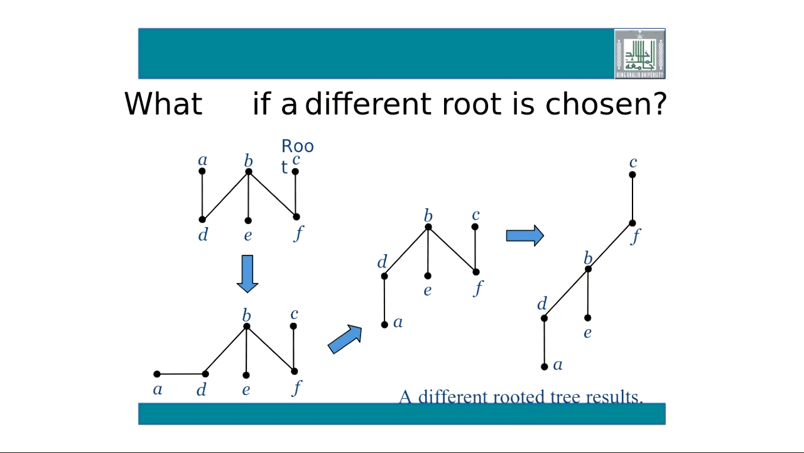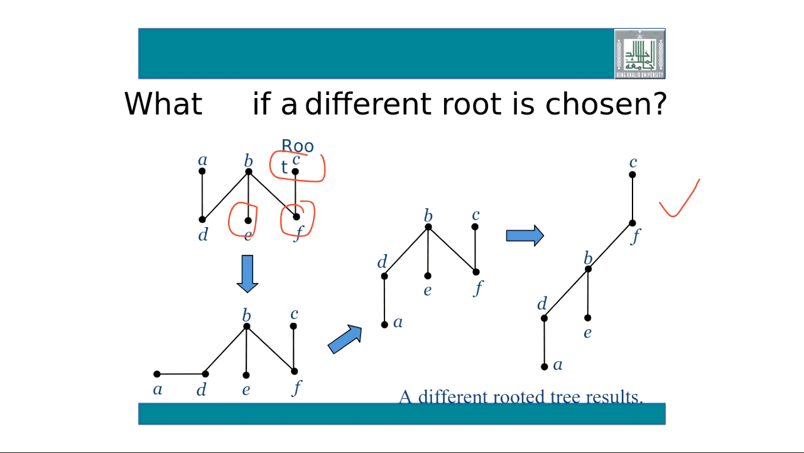This is also another example, a different rooted tree. You can consider C as the root, and also F as the root, and also E as the root. You can consider any vertex as the root and make it into a tree. This is another example with different rooted trees.